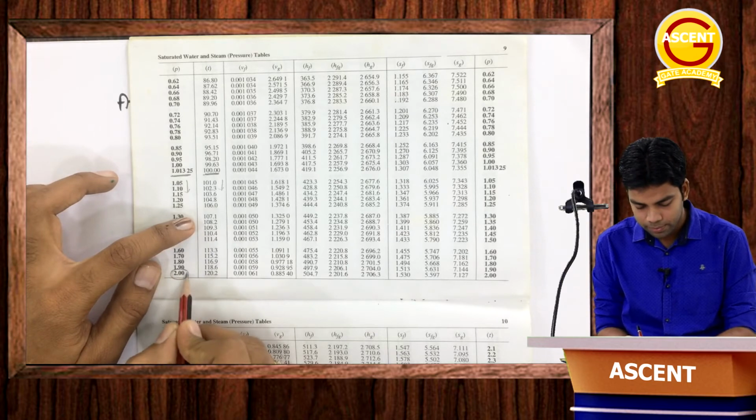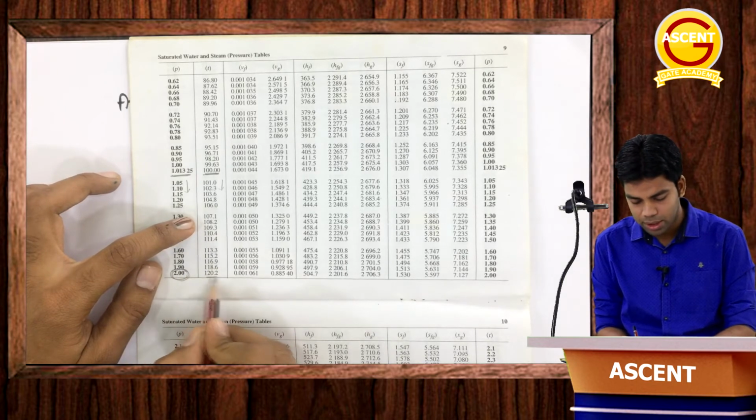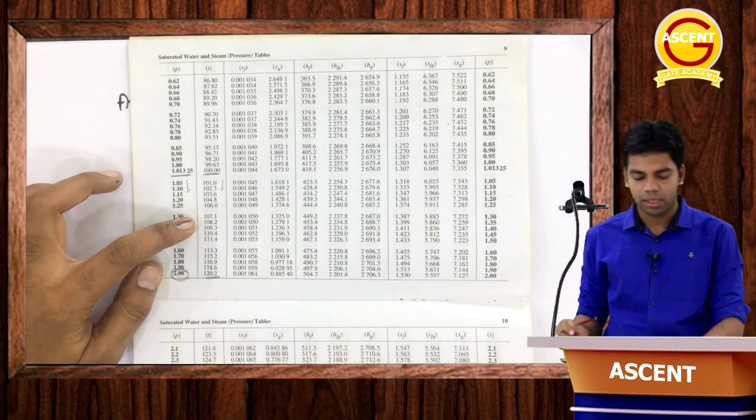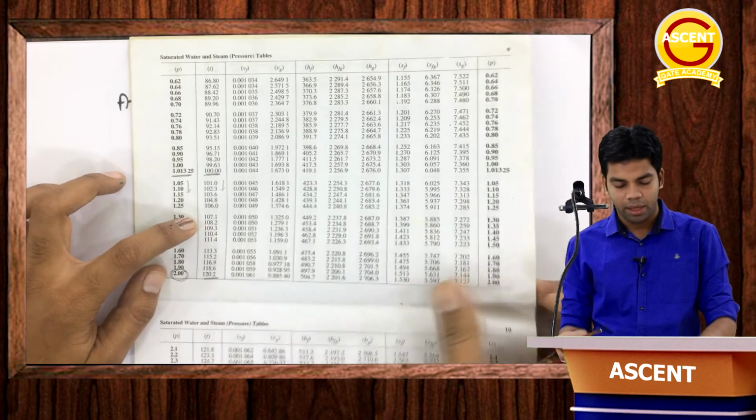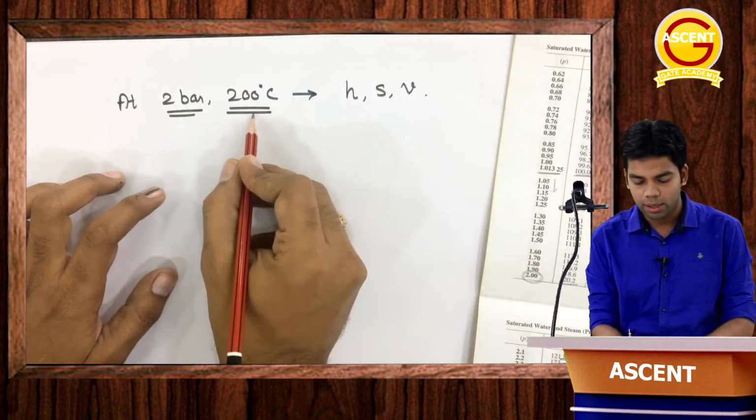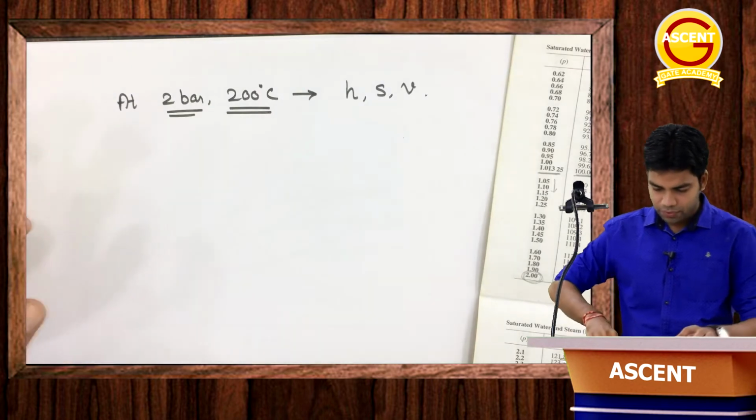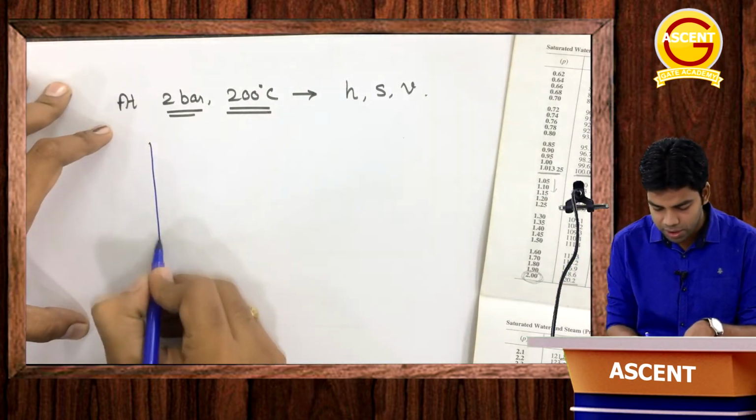At 2 bar, the saturation temperature is 120.2 degree centigrade, and we have got the condition at 2 bar and 200 degree centigrade. So let us first determine the state of this steam. What will be the state of this steam?